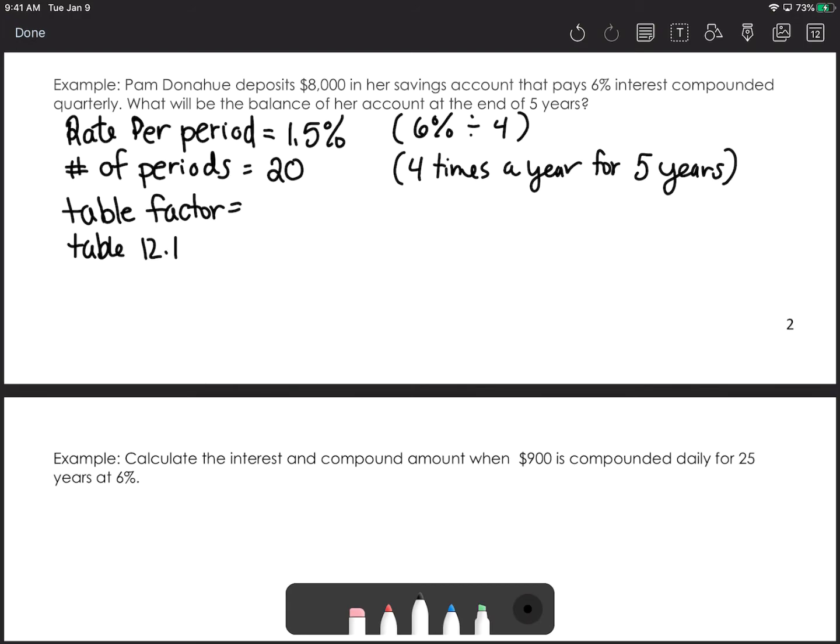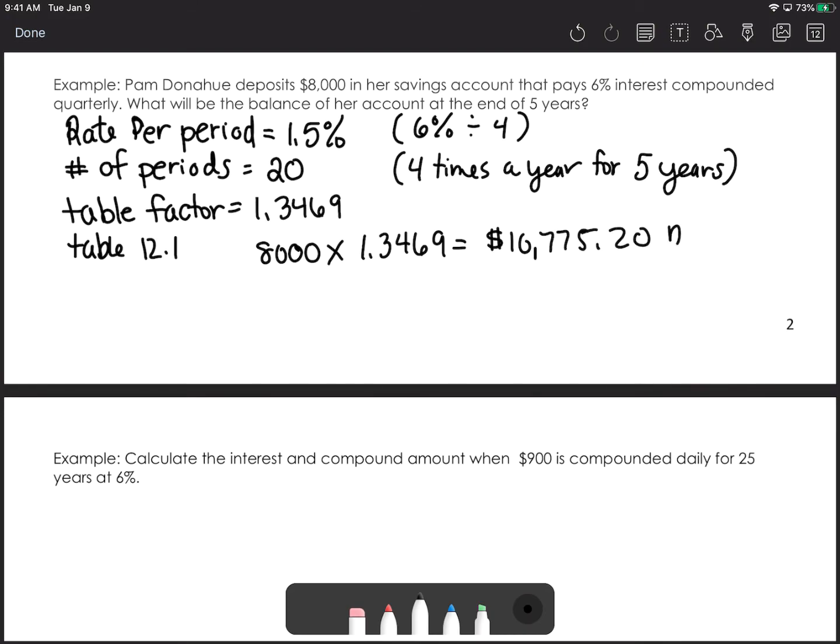Okay, so in your student handbook, you're going to find the page that's up in the corner that says 1.5%. Then you're going to scroll down in the first column that says Table 12.1 and look for the number of periods that says 20, and you'll get your table factor. So the table factor you should get is 1.3469. So that means we're going to take the principal, which is 8,000, and we're going to multiply it by the table factor, and we're going to get $10,775.20. So this is the accumulated balance.